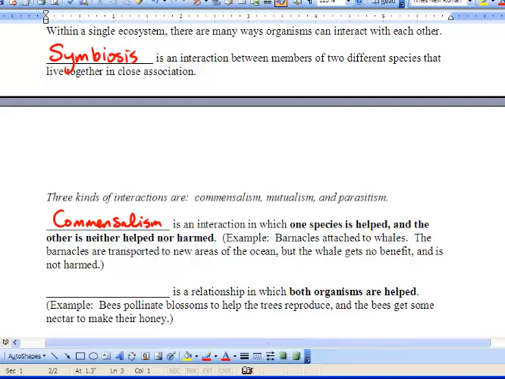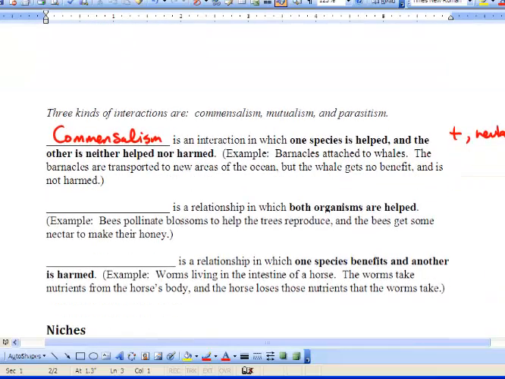And this is an interaction when one species is helped and the other is neither helped nor harmed. So barnacles attached to a whale, the barnacles are transported to new areas of the ocean, but the whale gets no benefit and is not harmed as well. So we have a plus and neutral. So one is benefited, one is helped, and the other one is not harmed. So that's commensalism.